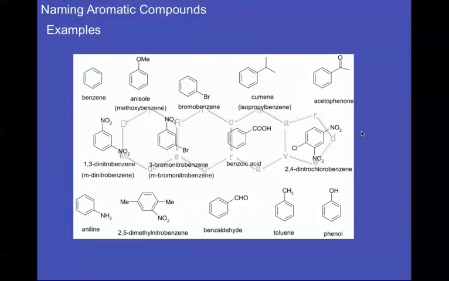Let's look at some naming of aromatic compounds. Most names we'll be talking about will be based on this one, which is benzene. So if you have just one substituent, like a bromine for example, you could name this bromobenzene. You would never call it 1-bromobenzene because this bromine could go anywhere on the ring and it would still be bromobenzene. So there's no need to put a number out the front.